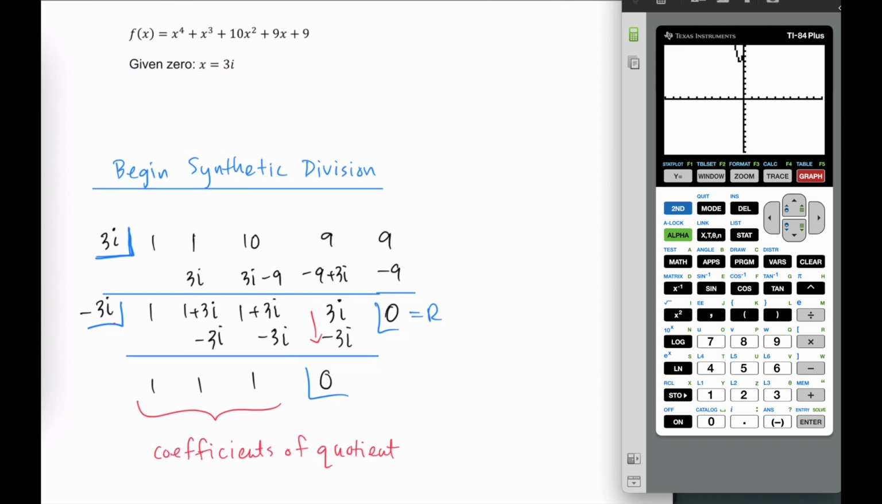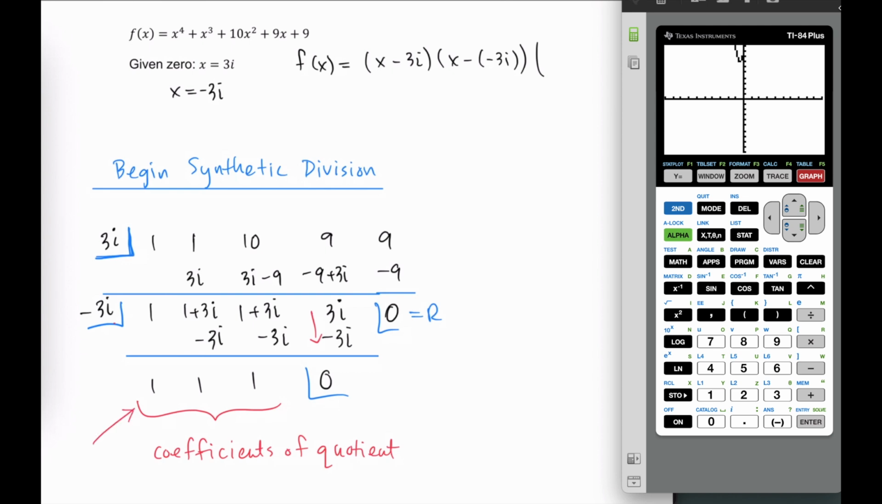So now that we've run through 2 cycles of synthetic division, let's go back up to the polynomial and begin the factorization process. We know that x is equal to 3i is a 0 and x is equal to negative 3i is a 0, which means that x minus the 0 of 3i is a factor, and x minus the 0 of negative 3i is another factor. After dividing both of those out, we ended up with a quotient that has 1 as the leading coefficient.